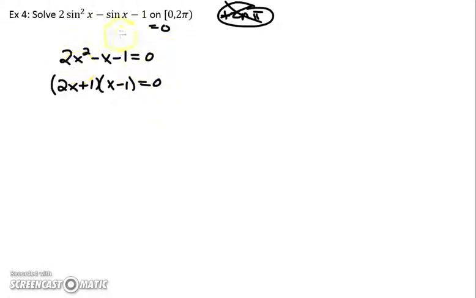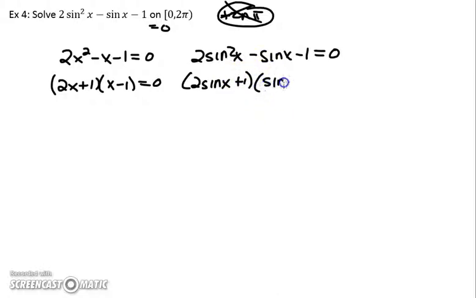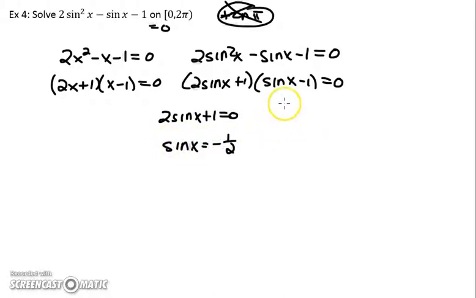So we're going to take the same idea here, but instead of x's, we have sines. So we're going to say 2 sine squared of x minus sine of x minus 1 equals 0. So instead of 2x plus 1, we're going to say 2 sine of x plus 1. And instead of x minus 1, we're going to say sine of x minus 1. And we're going to solve each of these individually. So 2 sine of x plus 1 equals 0, so sine of x has to equal negative 1/2. And sine of x minus 1 equals 0, so when does sine of x equal 1?